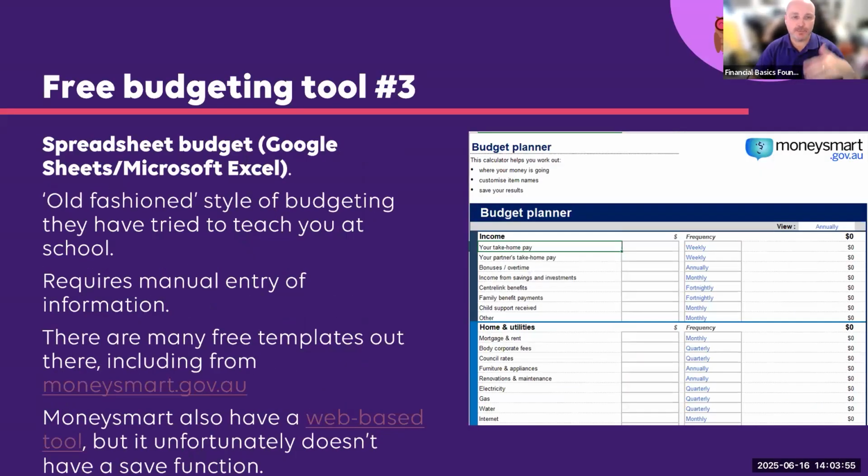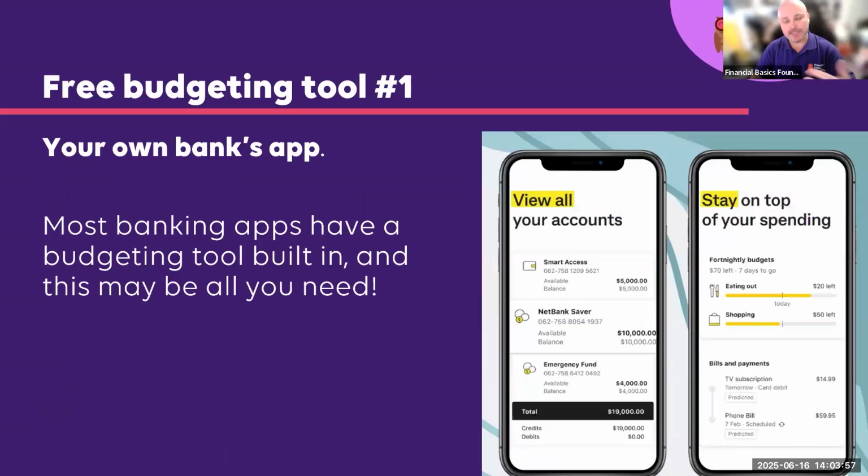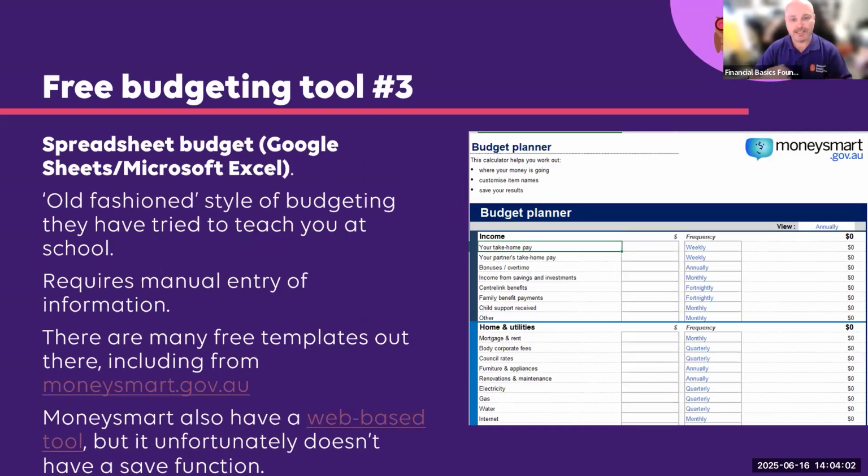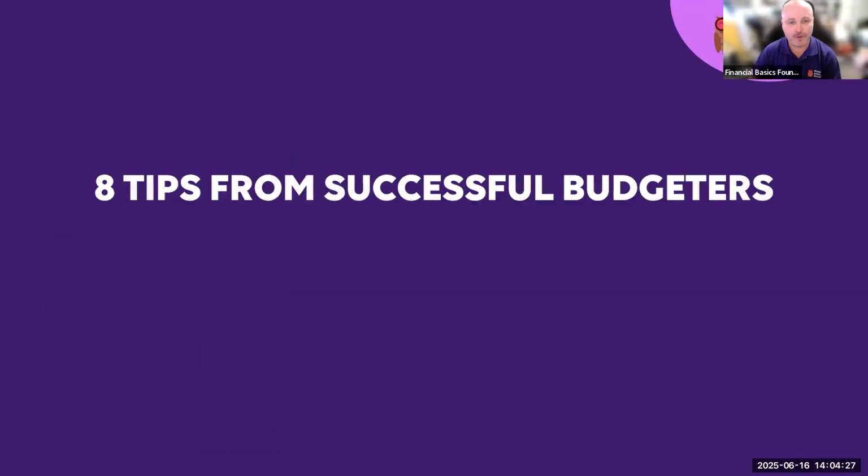Another one, and this is just simple categories: bank app as a category, a digital version as a category, and then the "dumb," in air quotes, spreadsheet as a category. There's a whole heap of templates available online. MoneySmart has one. That's their simple spreadsheet template. They've got a web-based one, but it doesn't have a save function. So I'd suggest you check out the spreadsheet version if you want to be able to save and update it. But this might be what works for you. And they have all these suggested categories for you to check out.